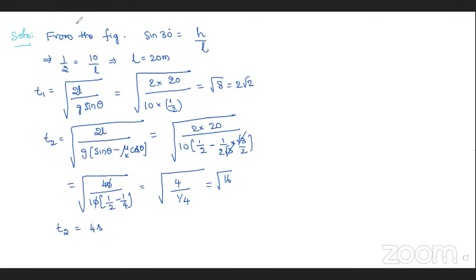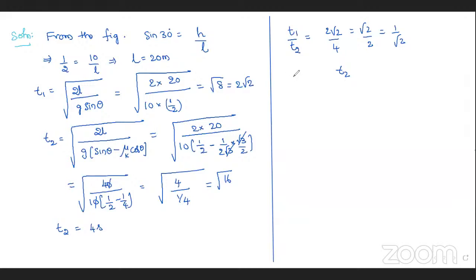Now I am getting the relation between T1 and T2. How? Simple. If you divide the two equations, T1 by T2 is equals to 2 root 2 by 4. The 2s cancel, so this is root 2 by 2, which is root 2 times 1 by root 2. Therefore, by cross multiplication, T2 is equals to root 2 times T1. This is the final answer.